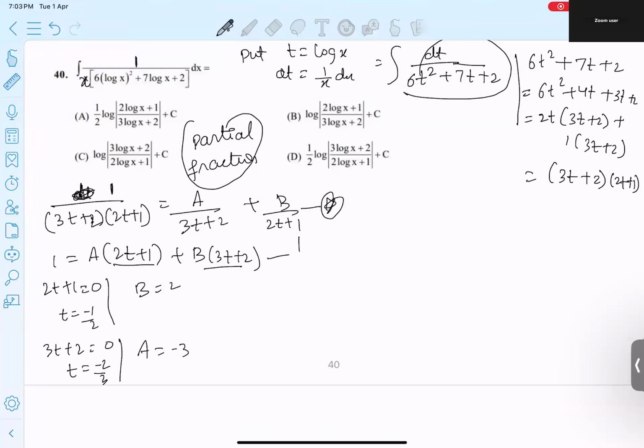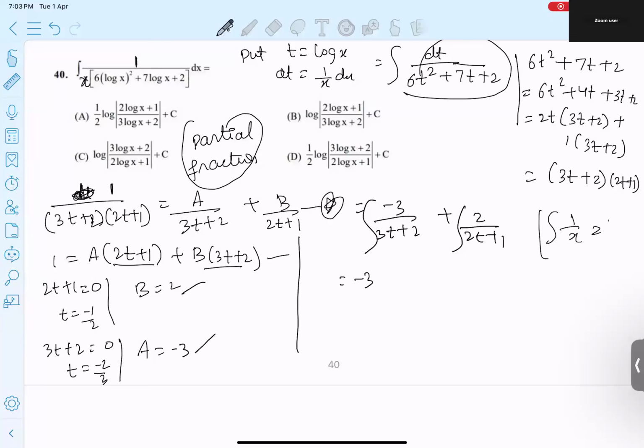Fine. Substituting this a and b value gives you what? Minus 3 by 3t plus 2 plus 2 by 2t plus 1. Integrating this, minus 3. So we know the integral of 1 by x.